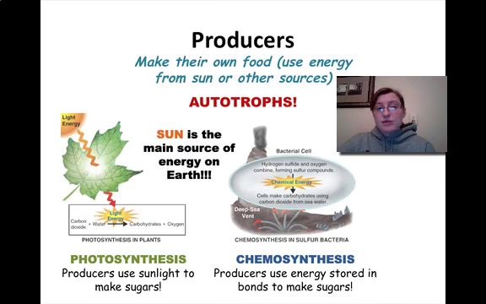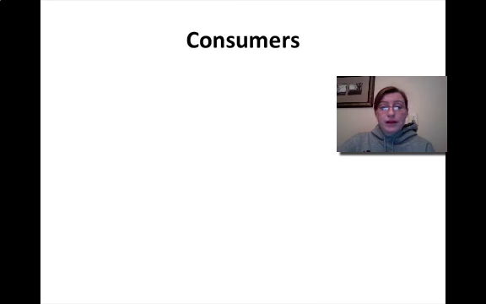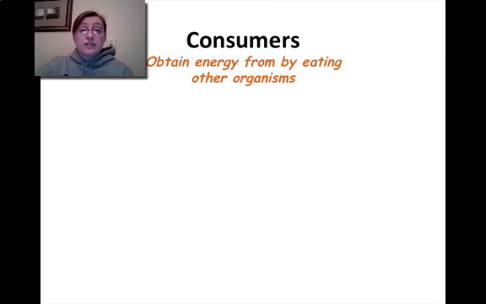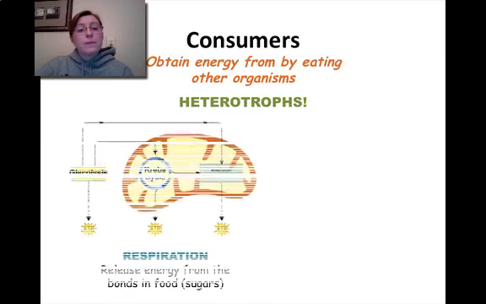So ultimately, what do we know? The sun is going to be our main source of energy for all of Earth. And we know that if we did not have the sun, we would not be able to survive. Okay. So the producers do not make up all of our living things. Instead, we have consumers, and they are going to get their energy by eating. And we've talked about the word heterotrophs before.